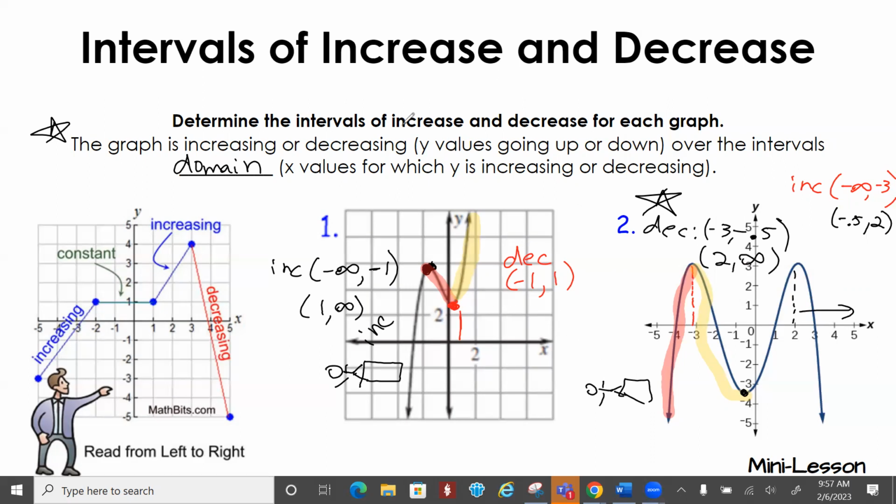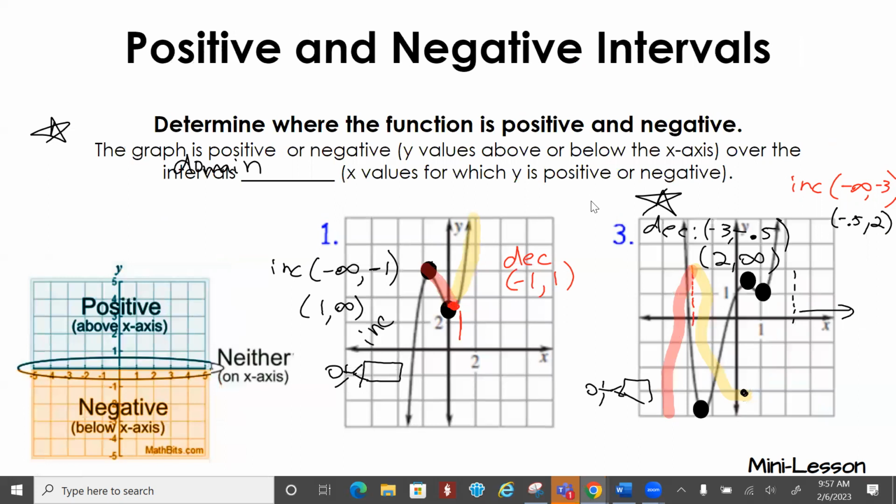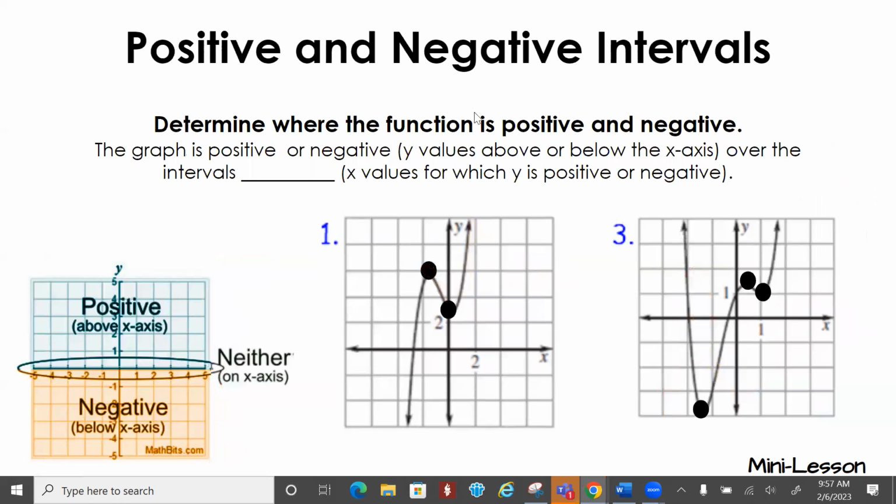Okay. All right. So let's go ahead and take a look at the next part. This is going to determine whether it's positive or negative. So to determine where the function is positive or negative, the graph is positive or negative. The y values are above or below the x-axis over the intervals domain.